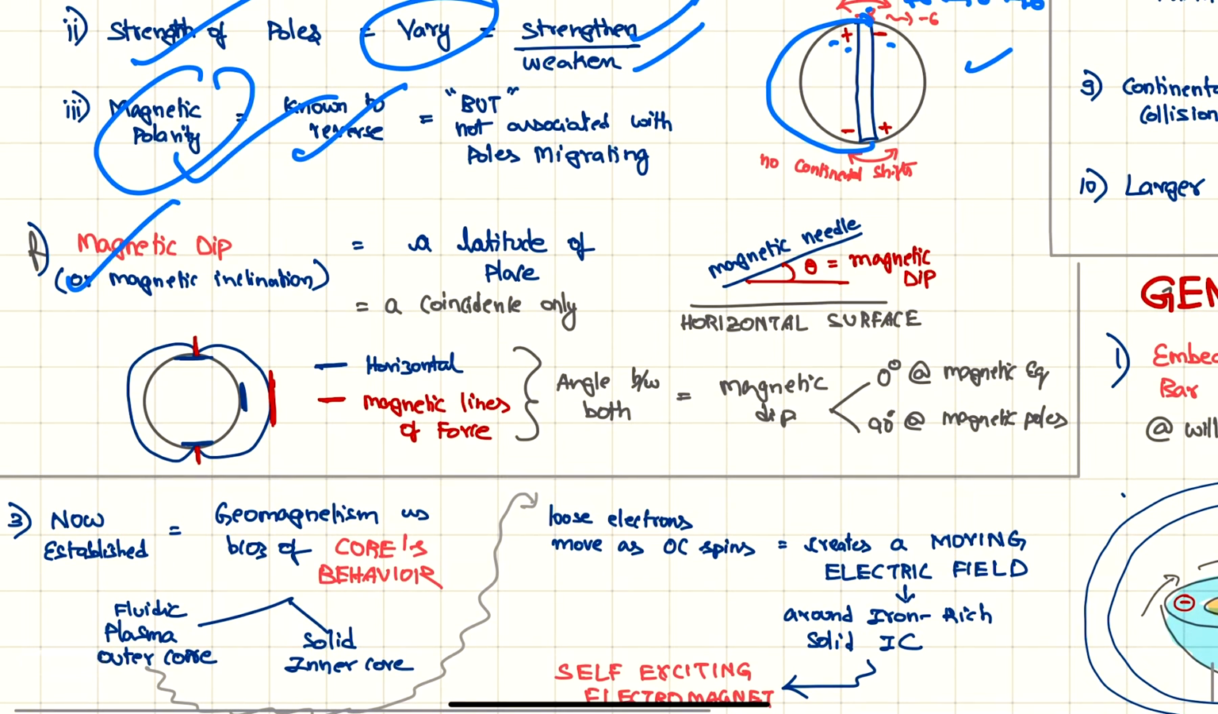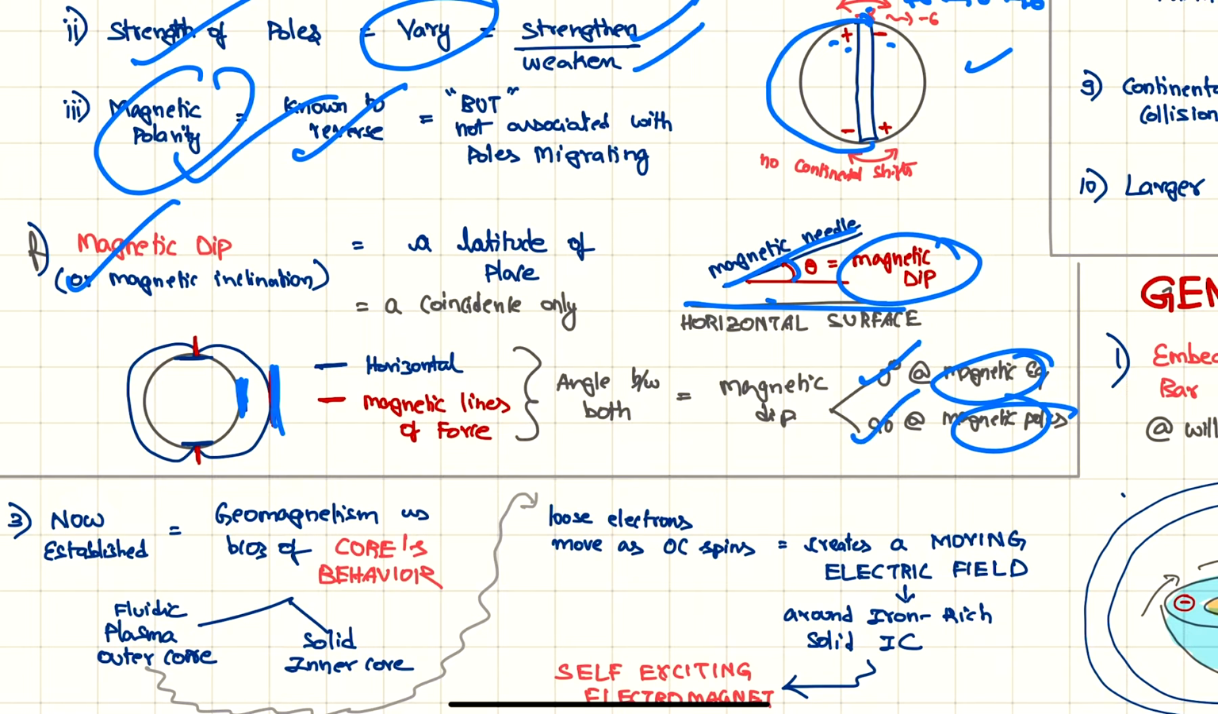Next, we have the magnetic dip. It is the angle the magnetic lines of force make with the horizontal surface. It can be measured using a magnetic needle, and the angle it makes with the horizontal surface is the magnetic dip. So at the magnetic equator and magnetic poles, it will be 0 degrees and 90 degrees. But since the geographical north and the magnetic south are very close together, the angle for both would be the same. This is only a coincidence.